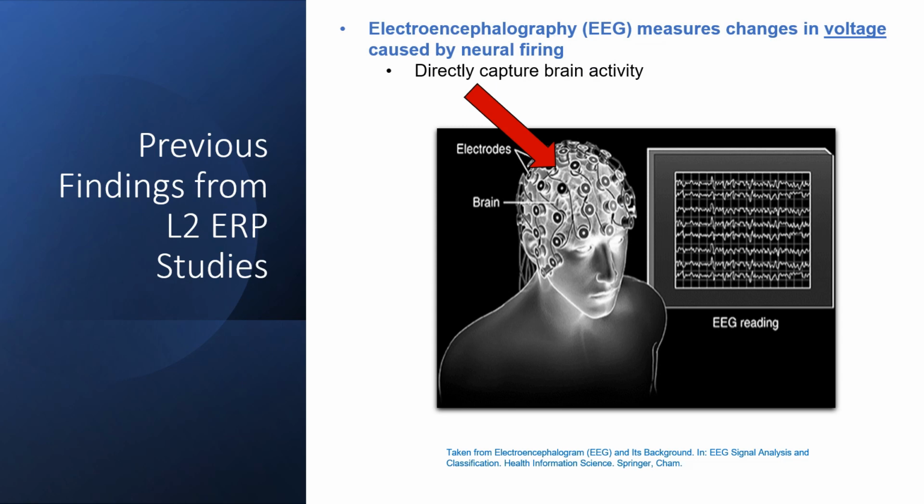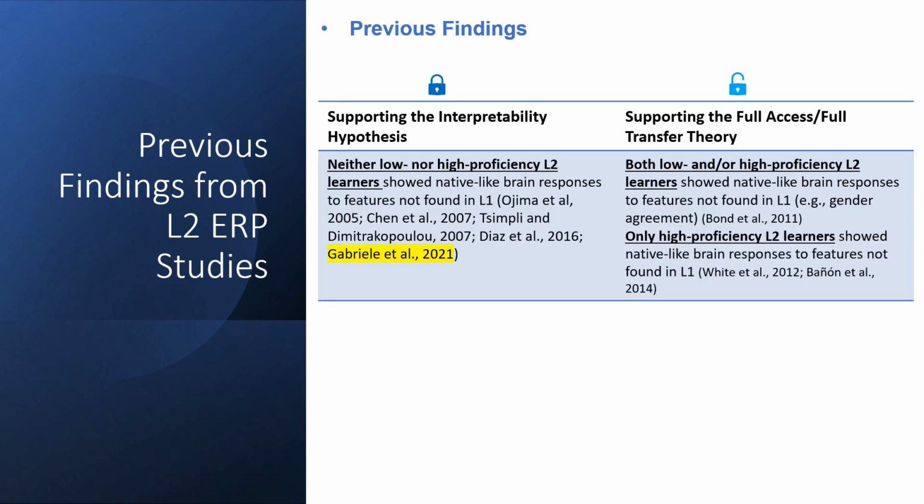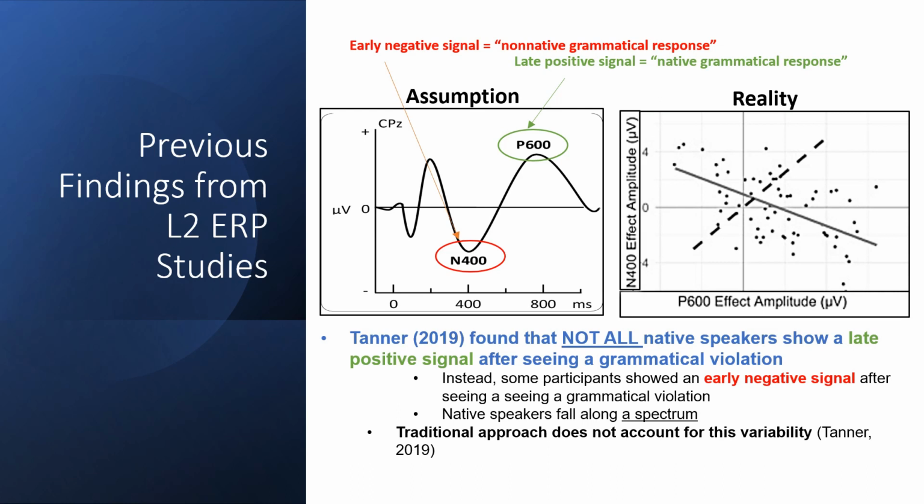To investigate these theories, we take a neuroimaging approach, which enables the direct observation of the neural responses that reflect processing occurring before and during a behavioral response. Previous research has analyzed event-related potentials, which are time-locked voltage deflections elicited by the processing of specific types of stimuli, such as processing grammar violations. However, previous ERP research has produced conflicting findings regarding whether L2 learners can acquire native-like grammatical processing of features not found in their native language. And we note that these conflicting results may be attributed to Tanner's 2019 finding that the traditional ERP method does not account for individual variability in grammar processing, even among highly proficient native speakers.